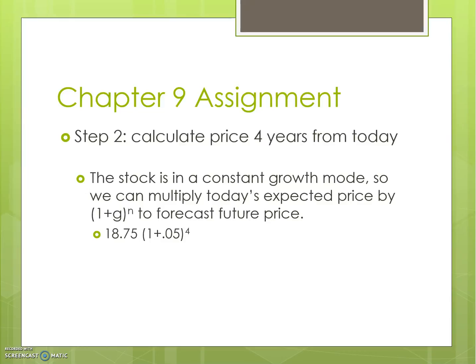So in this case, our formula is going to look something like this. We're going to take our price today, $18.75, multiply it by 1 plus our growth rate of 0.05, 5%. Because we want to know 4 years from today, we're going to raise it to the 4th power. That's going to give us a value of $22.79. Hopefully that's not too bad. So 4 years from today, assuming growth is actually 5% year after year, the stock should be selling for a price of $22.79.